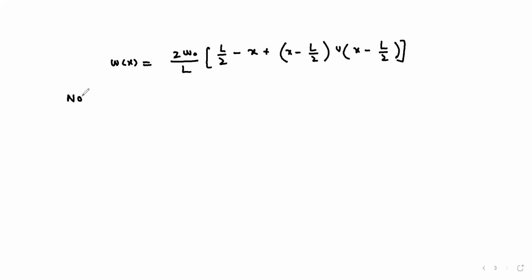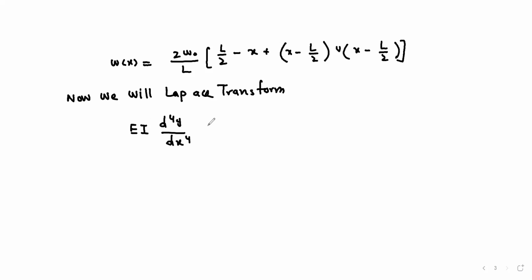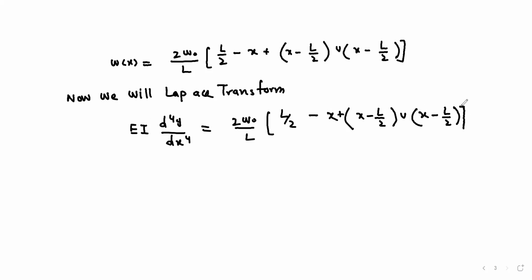So now we will use the Laplace transform. The Laplace transform is applied on the equation EI d4 of y over dx raised to power 4 is equal to 2w naught by L into L by 2 minus x plus x minus L by 2 u of x minus L by 2.